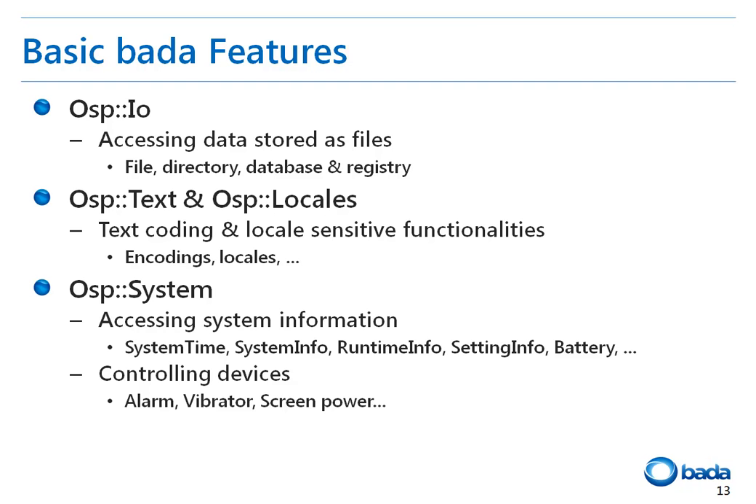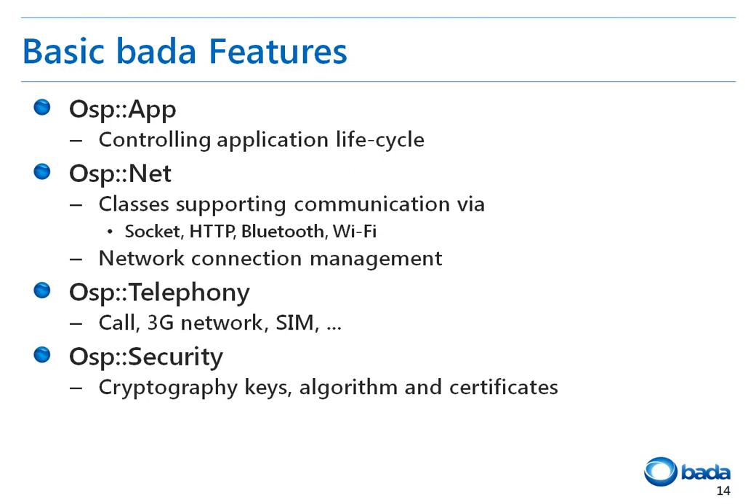The OSP I/O namespace provides functions to access and manage information saved in the form of a file, such as files, directories, database, and the registry. The OSP text, or OSP locale namespace, provides functions to handle localized text. The OSP system namespace provides functions to access system information and easily control devices, such as alarms, and to make the phone vibrate using the vibrator.